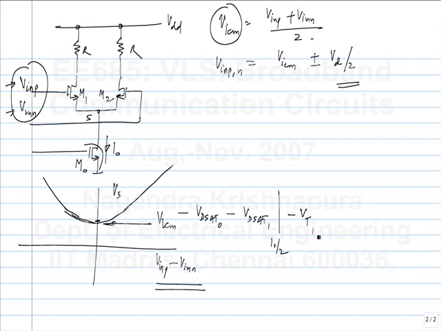Sorry, not this. It's just Vin CM minus the threshold voltage of M1 and the saturation voltage of M1 when I0 by 2 is flowing through that. And this should be greater than the saturation voltage of M0. Okay, this is the condition. Is this okay? If you don't understand this, let me know. I'll explain it again.